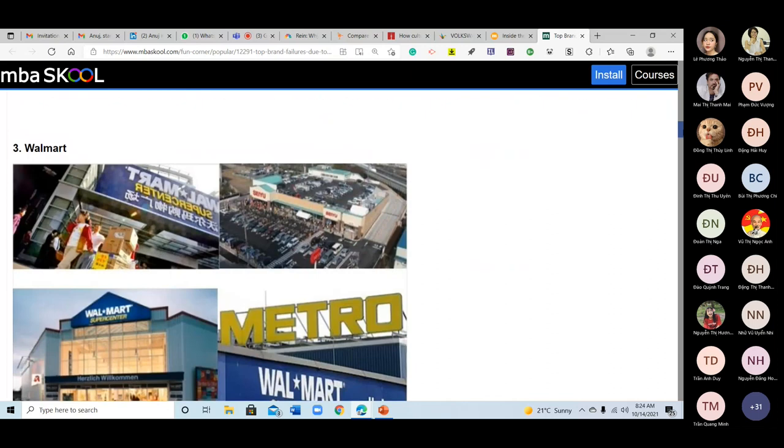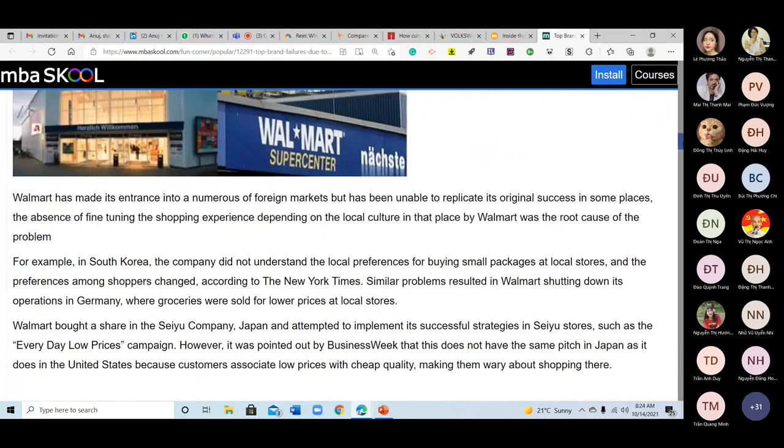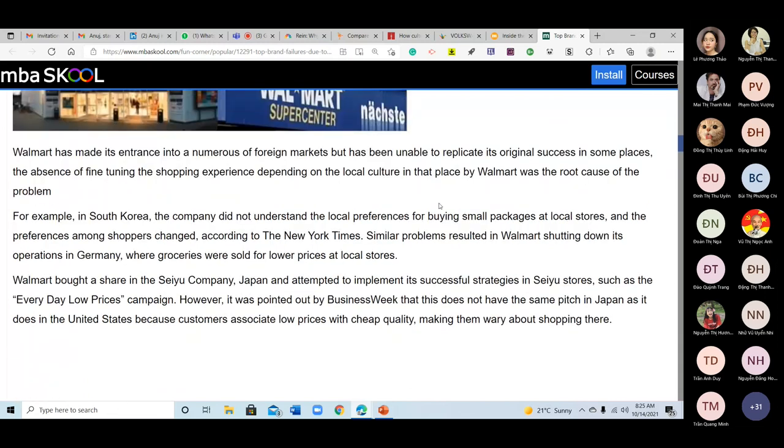Then there is Walmart. Walmart has made its entrance into numerous foreign markets, but was unable to replicate its original success in some places because of the absence of fine tuning. The shopping experience depending on the local culture was the root cause of the problem. For example, in South Korea, the company didn't understand the local preference of buying small packages at local stores, and the preference among shoppers changed, according to the New York Times.